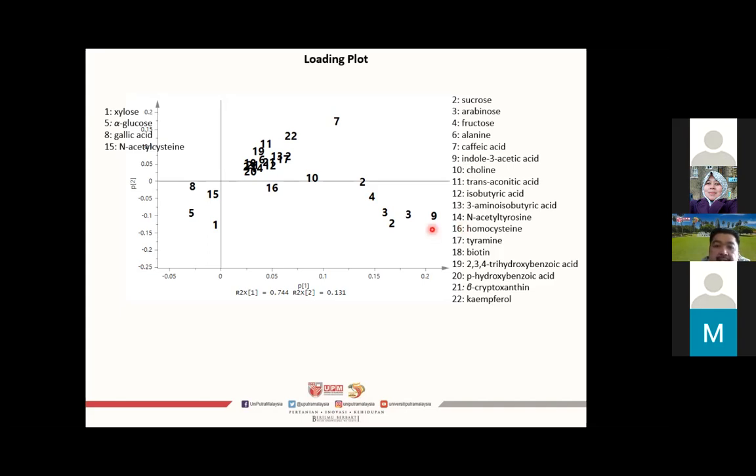Indole triacetic acid, number 9, was found higher in infected leaf. It acts as an inhibitor of virulence gene expression in plant. It also functions as a chemical agent metabolite in plant defense against pathogen.